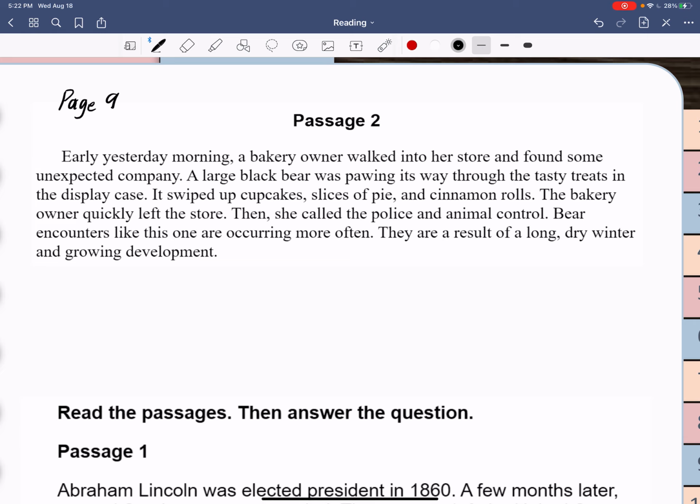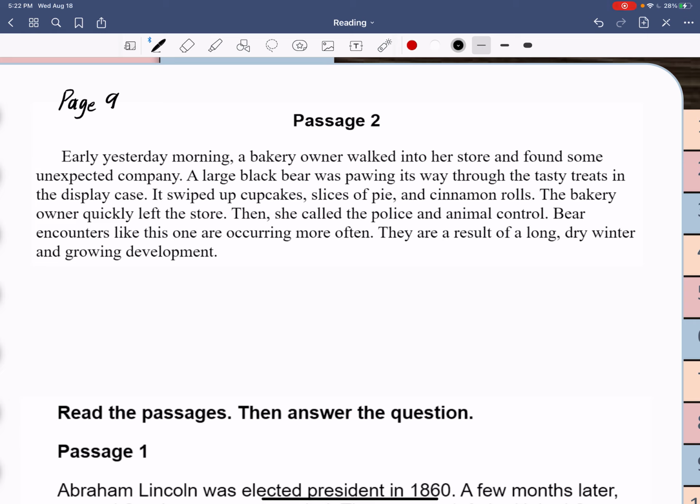Early yesterday morning, a bakery owner walked into her store and found some unexpected company. A large black bear was pawing its way through the tasty treats in the display case. It swiped up cupcakes, slices of pie, and cinnamon rolls. The bakery owner quickly left the store. Then she called the police and animal control. Bear encounters like this one are occurring more often. They are a result of a long, dry winter and growing development.